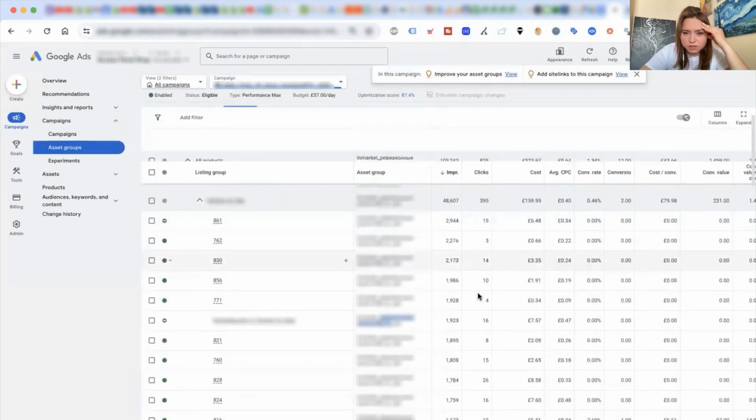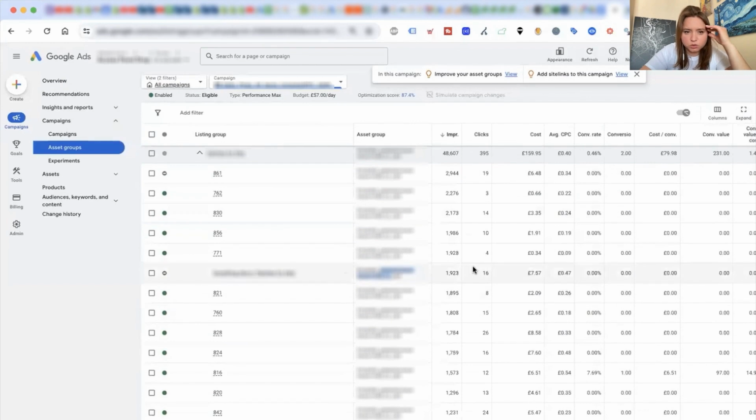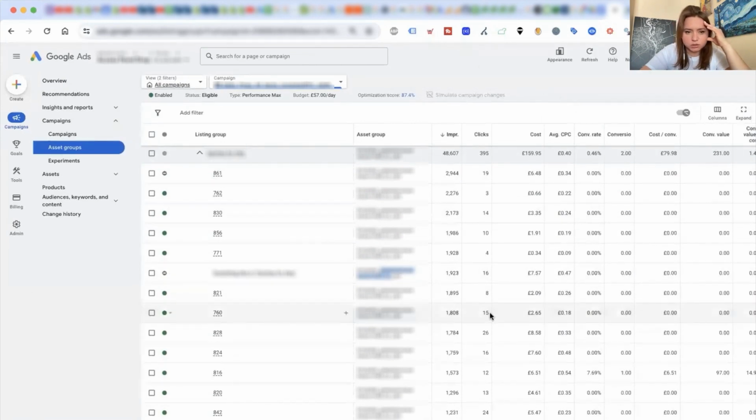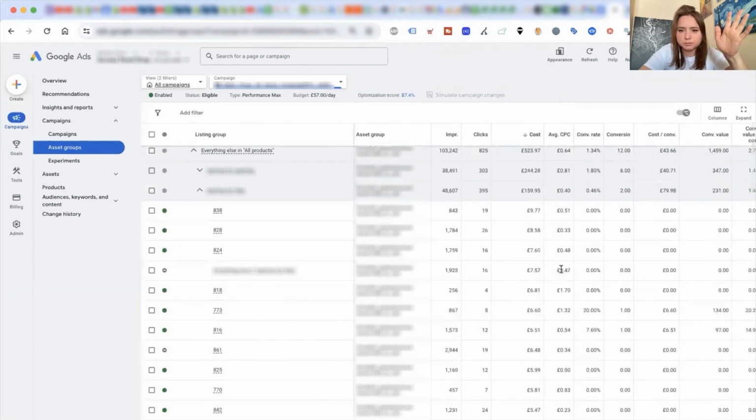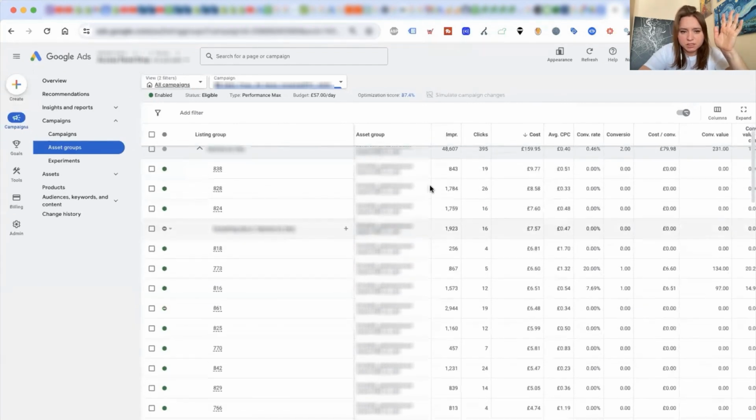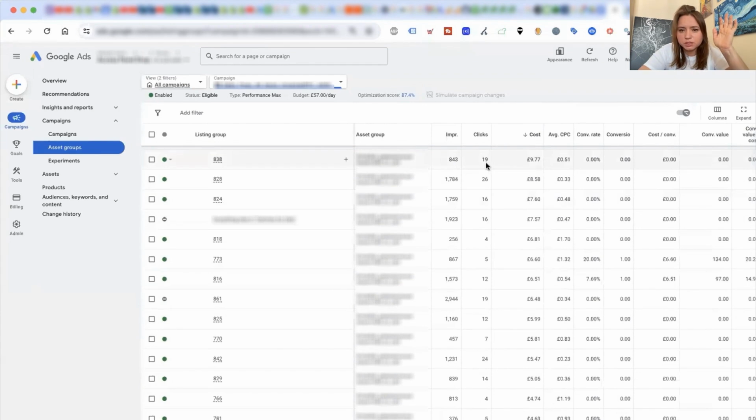Well, let's say one of the companies that work there, this is already some change. It didn't work for the entire period that I showed earlier. Now look at what we can see. Let's just take the costs. Here we have the first category of products. What do we see? 19 clicks, £9.77 spent.